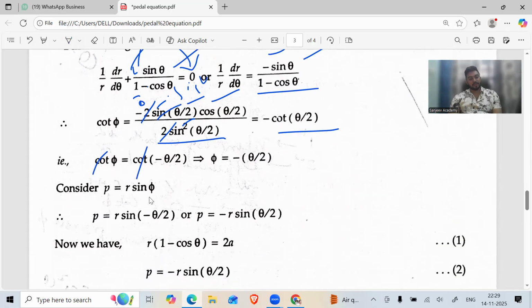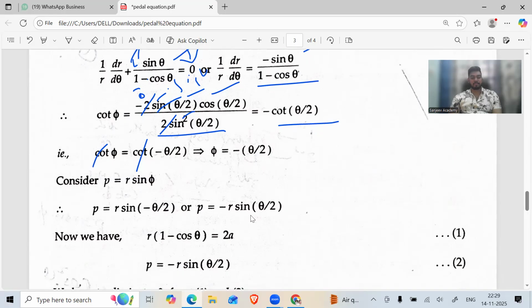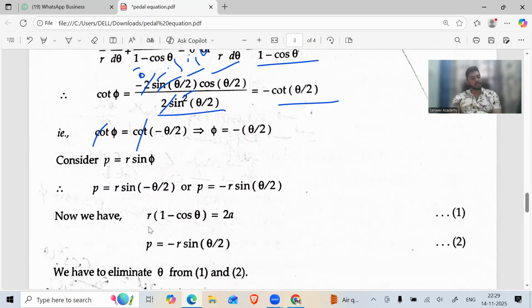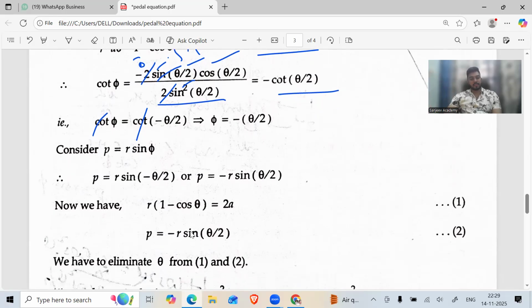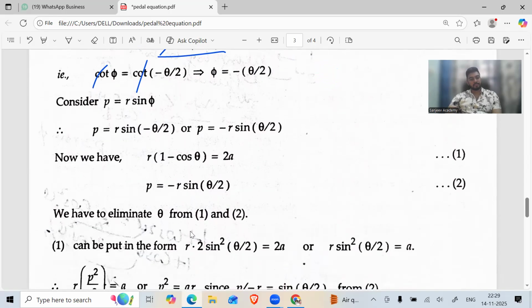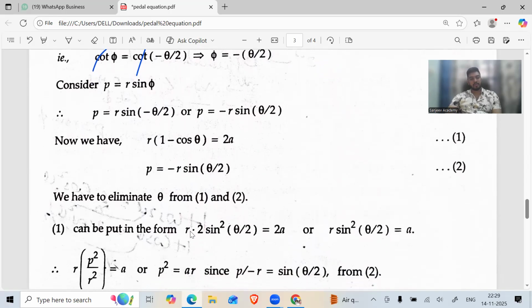So p is equal to r sin phi. Okay, what is my phi? Minus theta by 2. So what is sine of minus theta? Minus sin theta. So p is equal to minus r sin theta by 2. Now come back to the question. Write down the question again. And what is the objective? We eliminate what? We eliminate theta. That's it. You can do whatever you want, but theta should not be there.